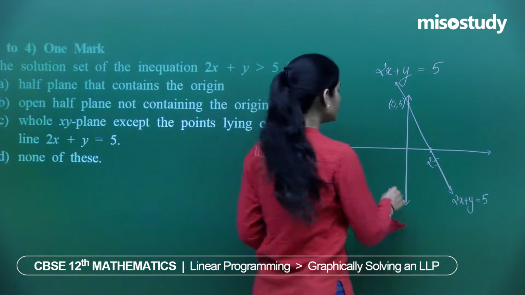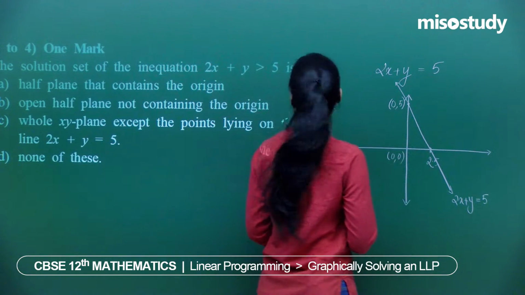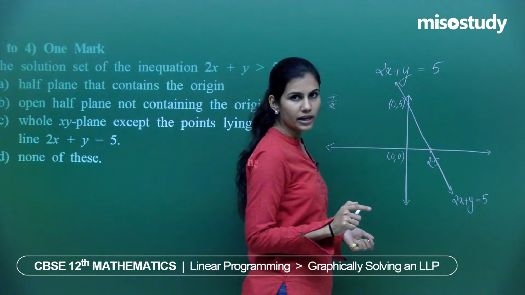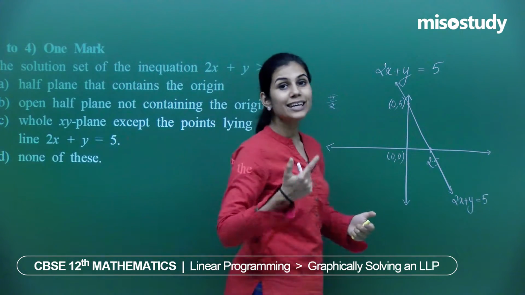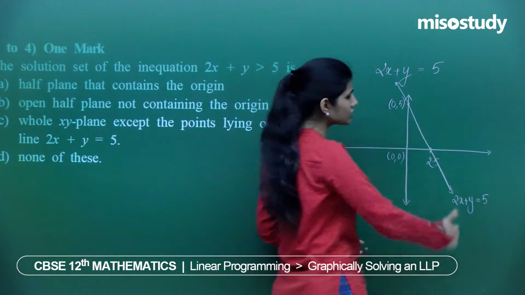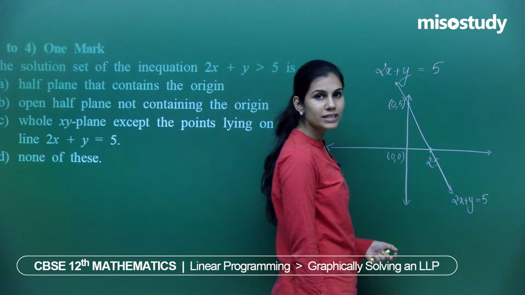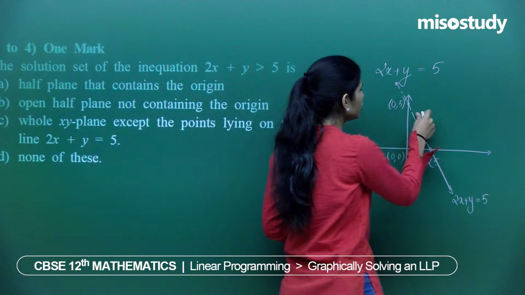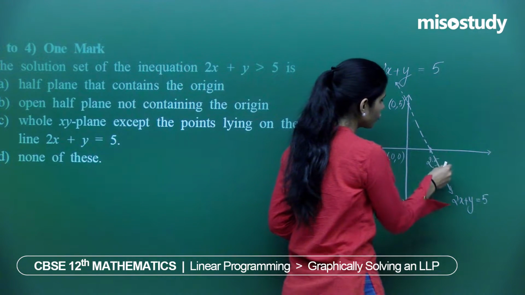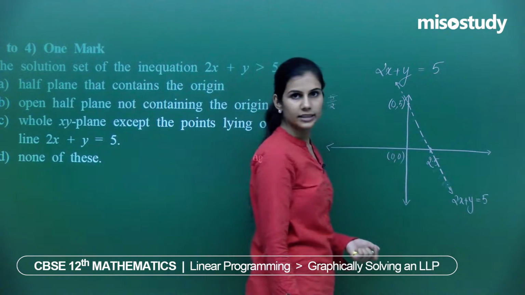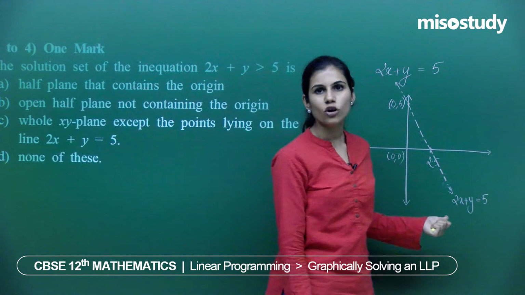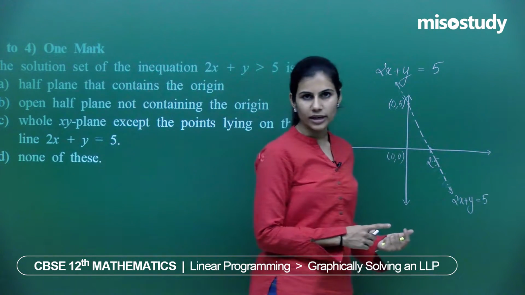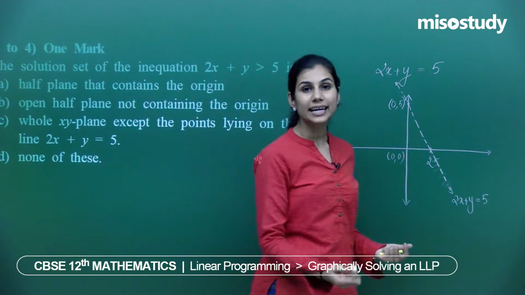I am interested in the region represented by 2x plus y strictly greater than 5. I am not interested in the set of points for which 2x plus y is equal to 5. So all these points lying on this straight line are actually satisfying 2x plus y equal to 5. I am not interested in such points. So I draw this line as a dotted line, because I do not want to collect all those points which are satisfying 2x plus y equal to 5. I am interested in the set of points which satisfy 2x plus y greater than 5.